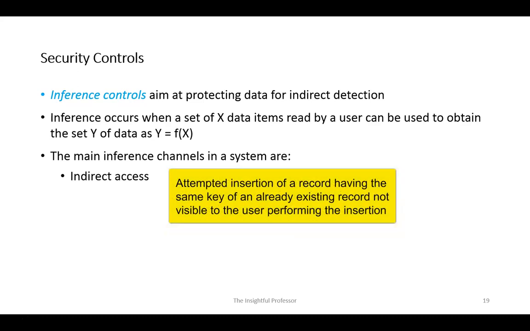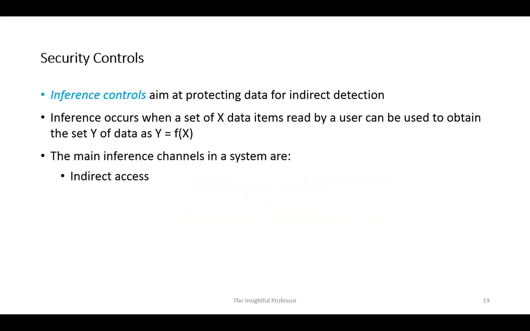Another example could be the insertion of a record having the same key of an already existing record that is not visible to the user making the insertion. Upon system denial, the user now infers the existence of a record that he cannot access. Correlated data: visible X data are semantically connected to invisible Y data. That means information about Y can be obtained by reading X.